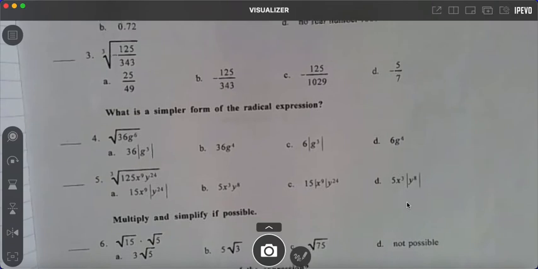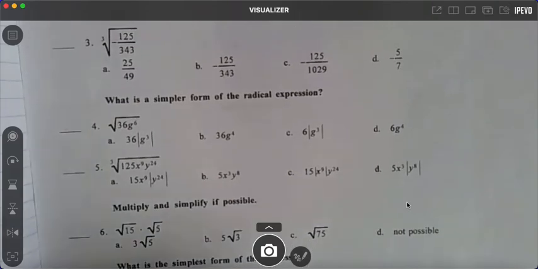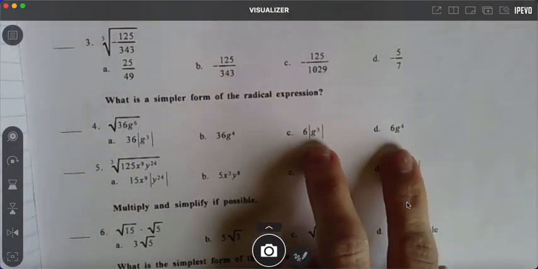Okay. Number 4. What is the square root of 36? 6. Okay, 6 g to the third. Why? Because you just divide. Well, what is the square root of 36? 6. So I can tell it's either one of these.